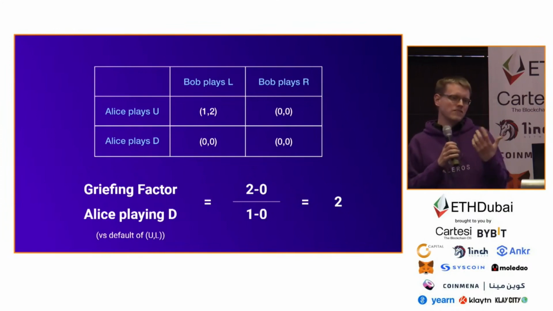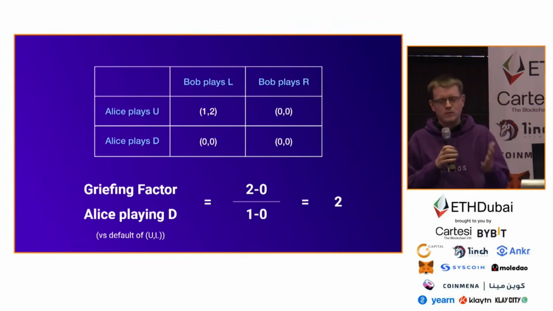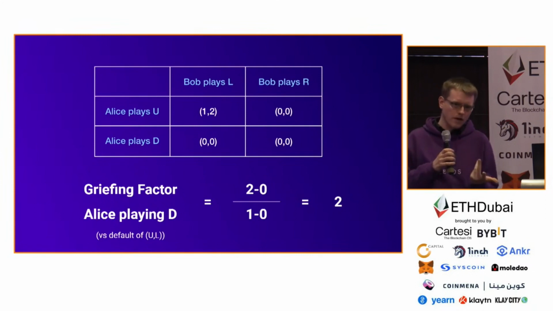But this is a sort of grief, where, compared to the default of playing UL, and this is kind of an annoying technical point, you always have to consider a grief compared to the default option of doing something else. So there are 4 different possible outcomes of this game, and we consider one of them to be the default, the equilibrium strategy UL, and all the other griefs are compared to that. But compared to the default of playing UL, Alice's grief of deviating costs her 1 and does Bob damage of 2, so it has a griefing factor of 2.